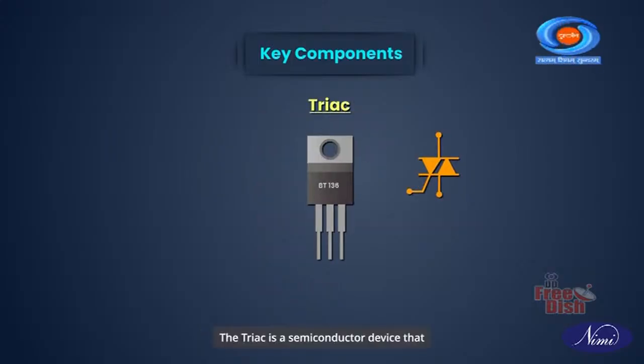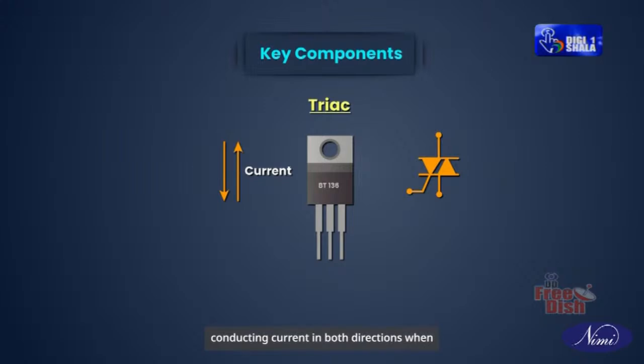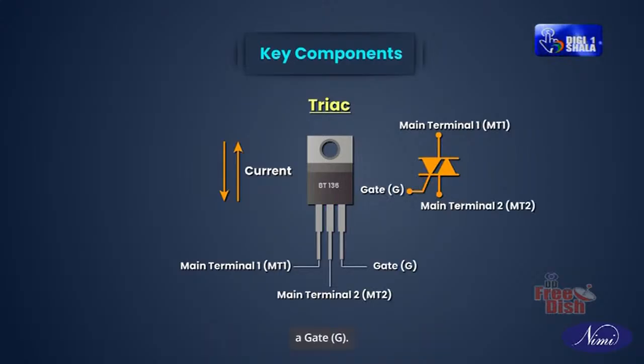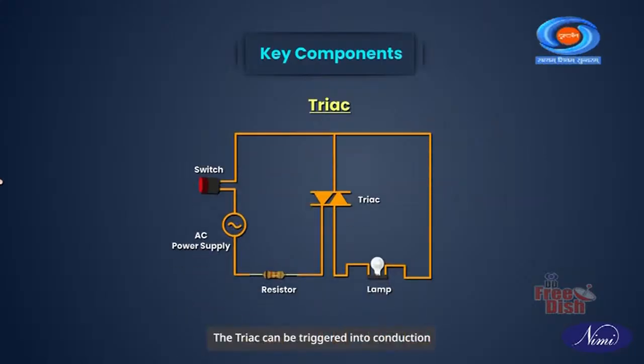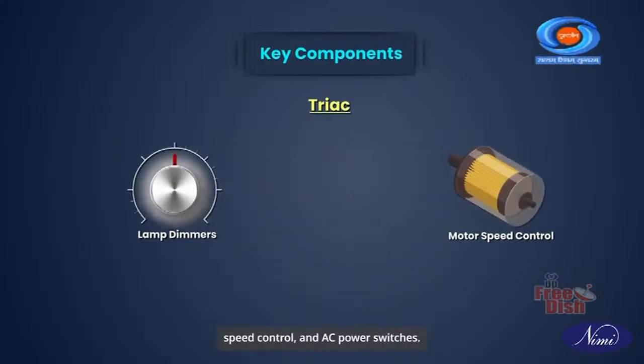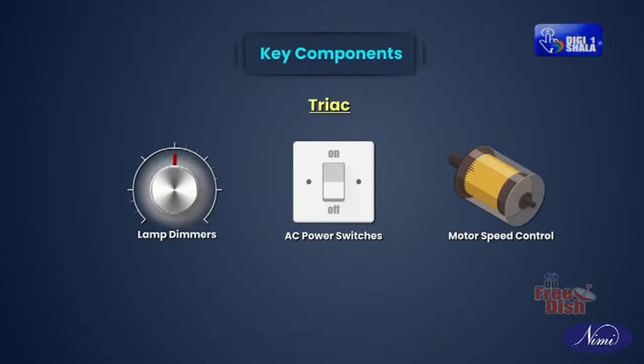Triac. The triac is a semiconductor device that acts as a bidirectional switch capable of conducting current in both directions when triggered. It consists of three terminals: main terminal 1 (MT1), main terminal 2 (MT2), and a gate (G). The triac can be triggered into conduction by applying a gate current, typically through a pulse of voltage source. It is commonly used in AC power control applications such as lamp dimmers, motor speed control, and AC power switches.